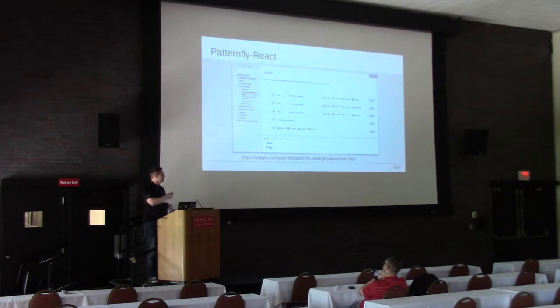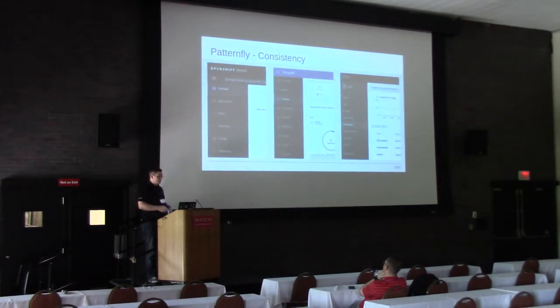The library URL here is not very memorable, so you can find it either on the PatternFly React GitHub page or just use Google. Now, that's a good testament to how a design language system can promote consistency between products. I want to show a change that was made recently to oVirt. But first, take a look at the images here.